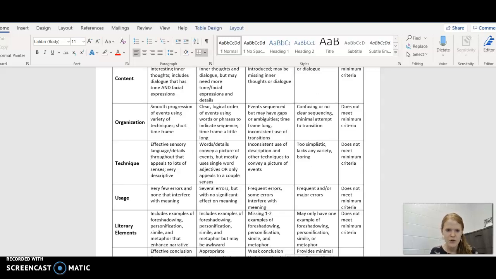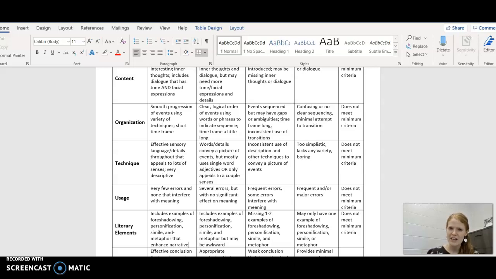Remember, with your narrative rubric, it says effective sensory language details throughout that appeals to lots of senses, very descriptive. So in every single paragraph of your narrative, make sure that you're really describing what your person, your Jew during the Holocaust, is going through, what they're feeling, experiencing, seeing, tasting, touching, smelling, hearing, all those things. Also make sure that you include those examples of foreshadowing, personification, simile, and metaphor, and that it enhances your narrative, or helps us really understand the hardship better.